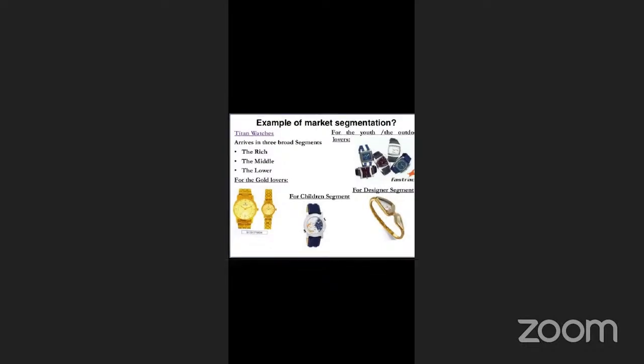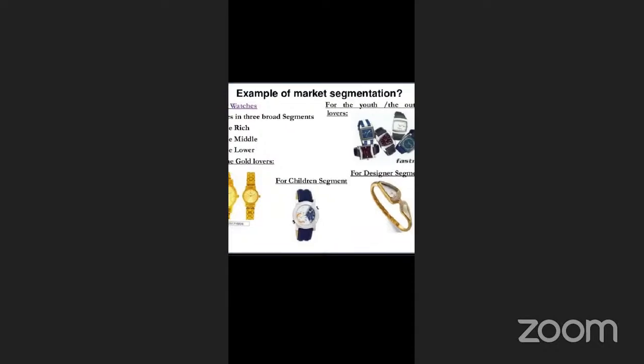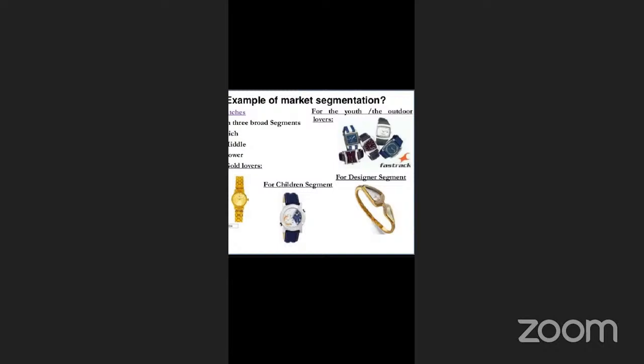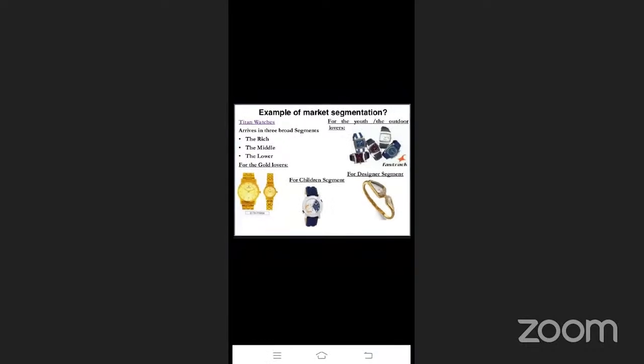And see, for the children segment, it is colorful, where children like some Pokemon, some Doraemon, some Chota Bheem, ऐसे photos लगाना, बच्चों को attract करना. And for ladies, Raga watches are famous. For the designer segment, the ladies who like designer items, to attract the women, they are producing Raga watches. Very small metallic ones. And for youth, they like Fastrack watches. So this is market segmentation, according to the tastes, needs, and preferences of the customers.